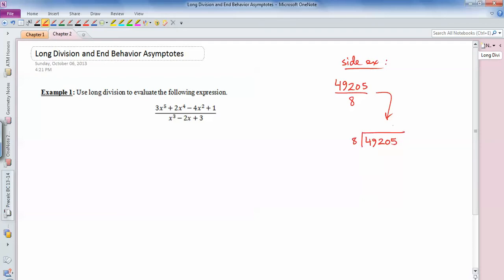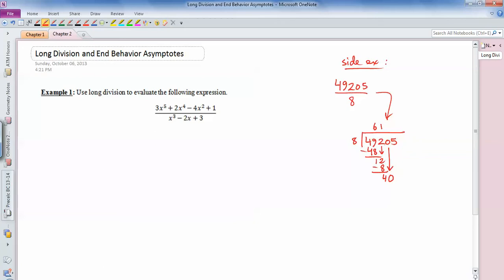8 goes here, and then I have to figure out, well, how many times does 8 go into 4? None. So then I look at the 49 and I say, well, it goes in 6 times, and 6 times 8 is 48, and I subtract. And then I bring down the 2. And so now I repeat the process. So how many times does 8 go into 12? 1 time. So I put the 8 here, and I subtract. And then I bring down the 0.